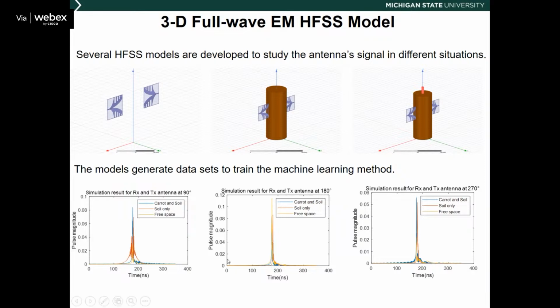So from the simulation, you can see the signals in the time domain for the pulse magnitude versus different time. For different scenarios here, you can see they have different signals in the time domain. One thing I want to point out is it's quite challenging to look at the signals here in the time domain because they all look like very narrow pulses, and it's difficult to extract the signal features to tell the differences.